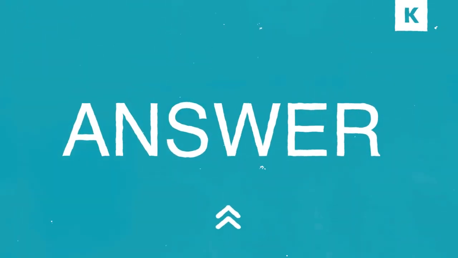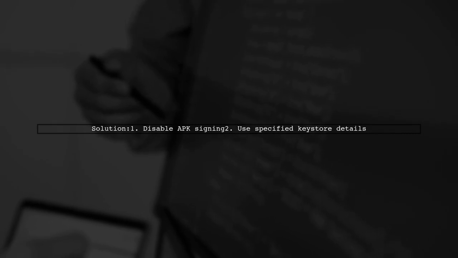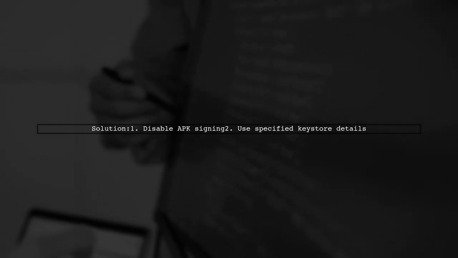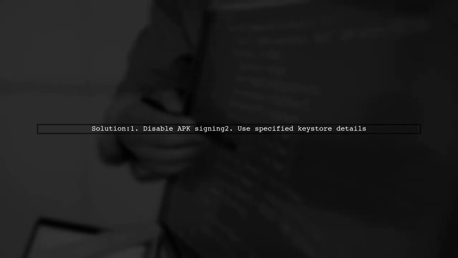Let's now look at another user-suggested answer. To resolve the issue with the Xamarin Android project, disable signing the APK file using the provided keystore details.